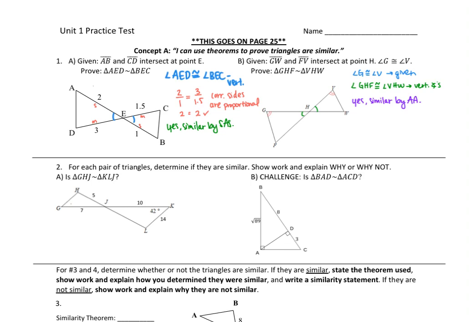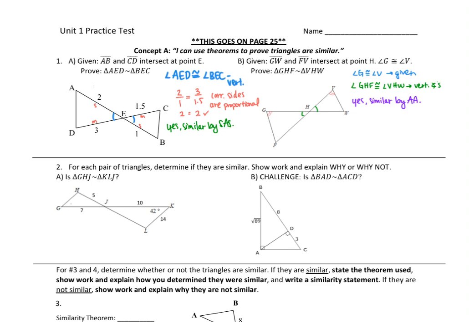All right, so number 2, it's asking the same thing. We're determining if they're similar. We're going to show why or why not. So looking at 2A, I see that I have two sides, but I don't have the third side, which tells me it's probably side angle side.